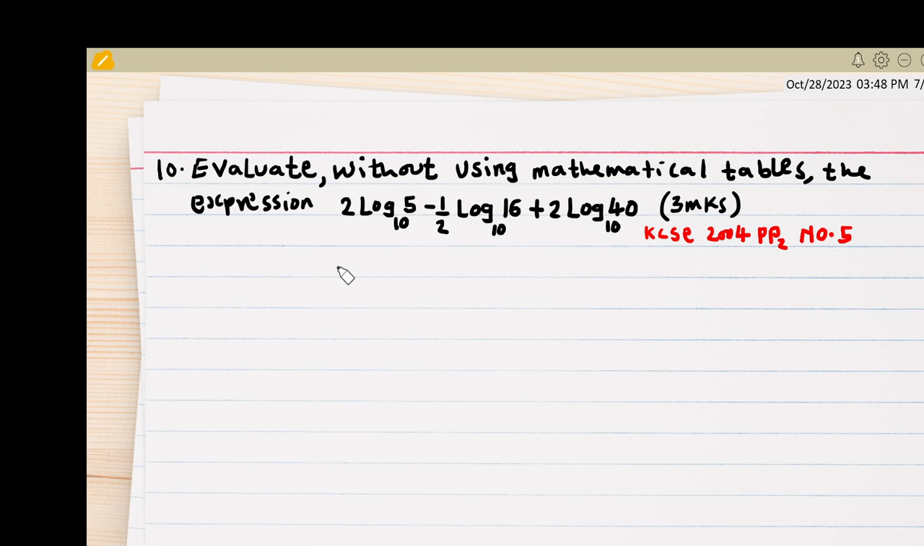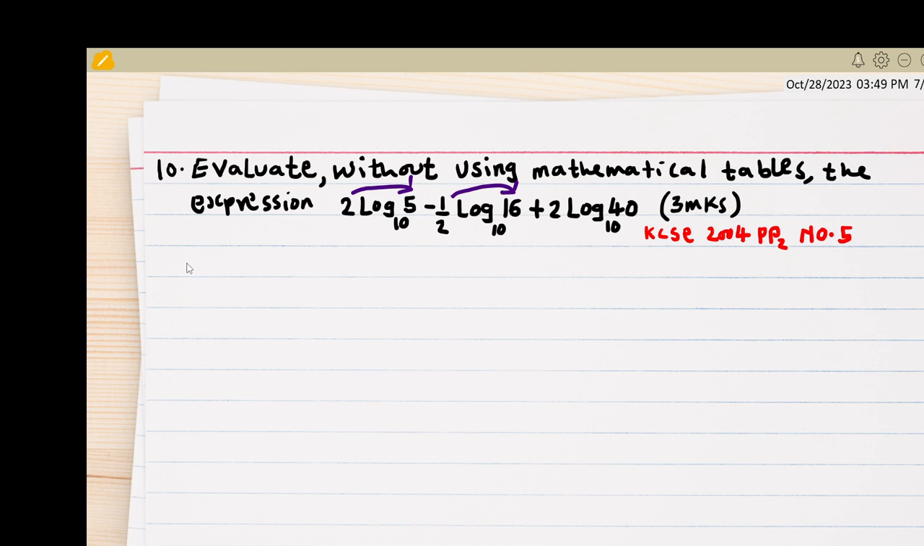So applying the laws of logarithm, I can take this 2 to the power. I can also take a half to the power. Remember, when you take a half to the power, the sign remains. The sign is for the whole term. You only take the half, and the negative remains to represent the term.